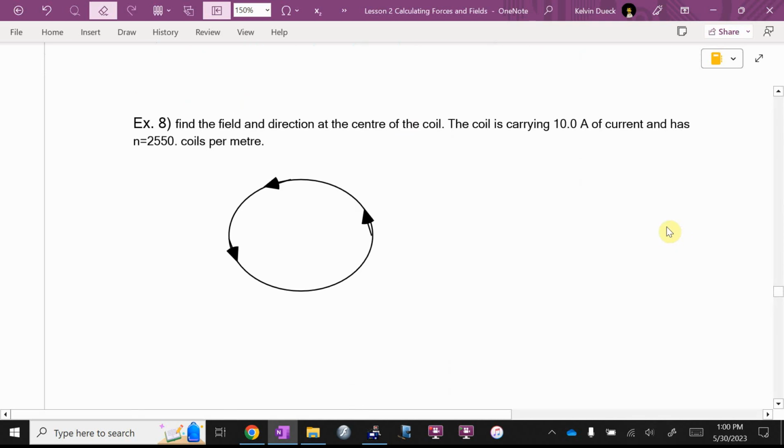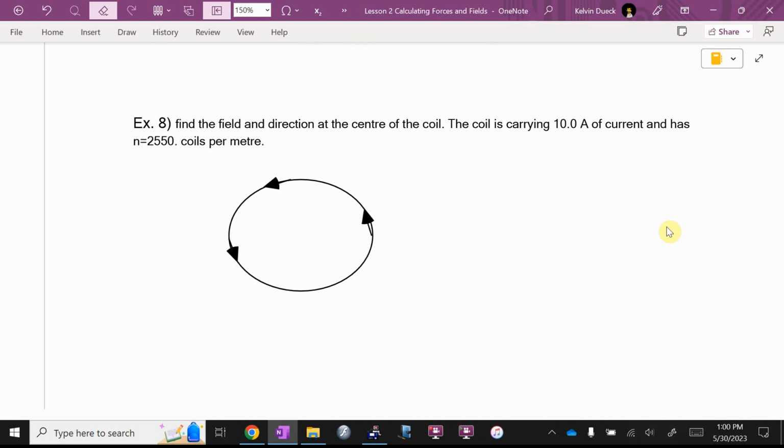Example 8 says, find the field and direction at the center of the coil. We're looking down a solenoid like it's a telescope. I didn't draw the whole body, and I tried, but it just cluttered up the diagram. So we're looking down the solenoid like a telescope. Which way is the current moving? I guess counterclockwise. That's what those arrows are indicating.